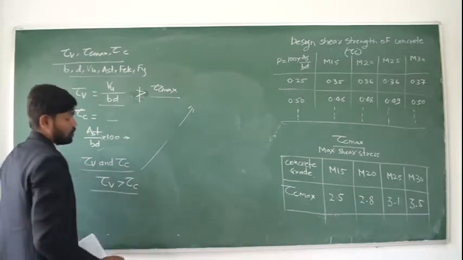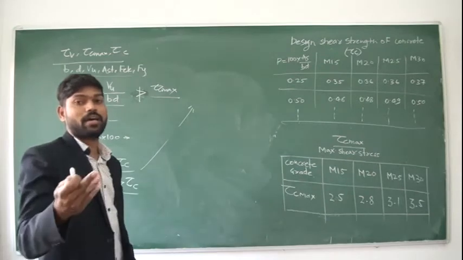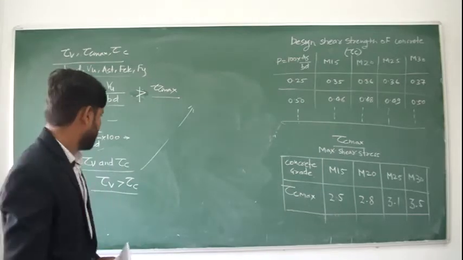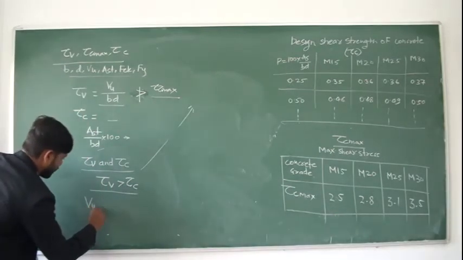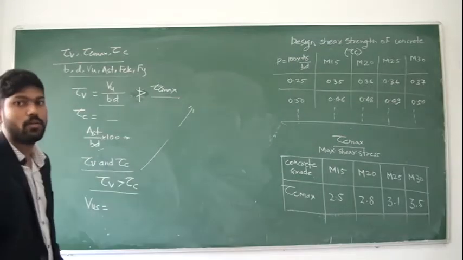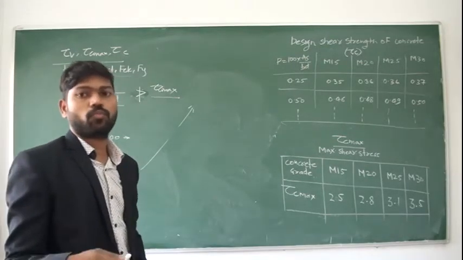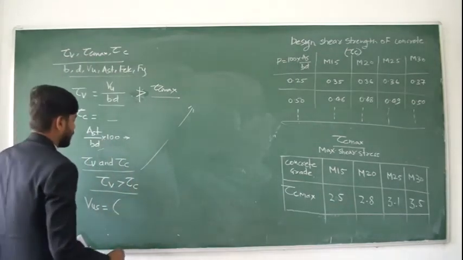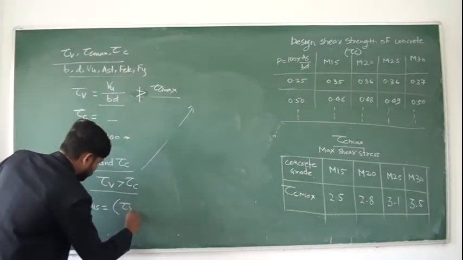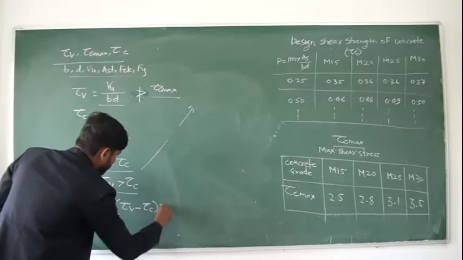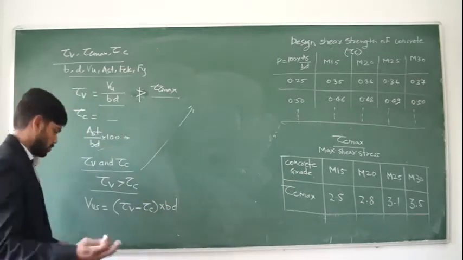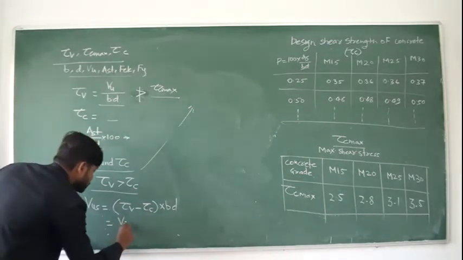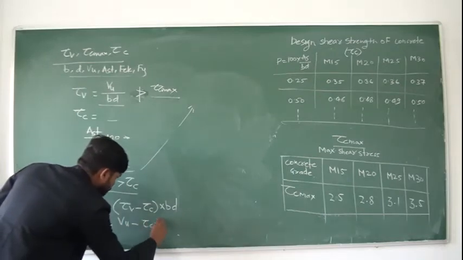For that case, first of all you have to calculate the extra shear force available in the beam. It is denoted as Vus, the extra shear force for which we have to provide the stirrups. So it is directly calculated as tau v minus tau c into bd, or simply you can say it's Vu minus tau c into bd.